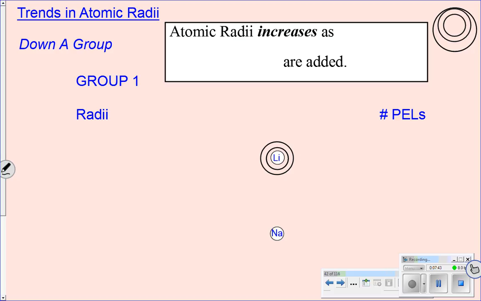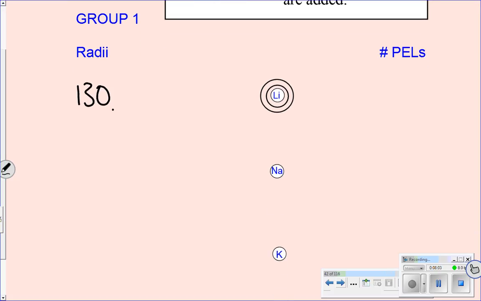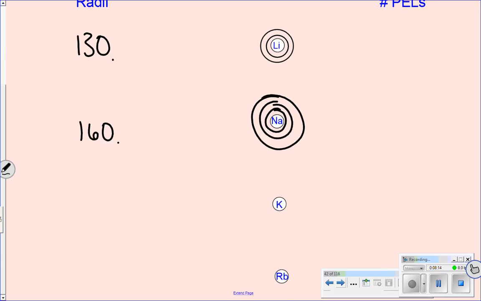As we look down a group, this actually makes a ton more sense and is a really simple one to understand, because what's going to happen down a group is we're going to get an increasing number of PELs. So we're going to start by looking at lithium, which is number 3. Lithium's got an atomic radius of 130 picometers. Next, we're going to go to sodium. Now, lithium has 2 rings of electrons. Sodium has 3 rings of electrons. So sodium has a radius of 160 picometers.